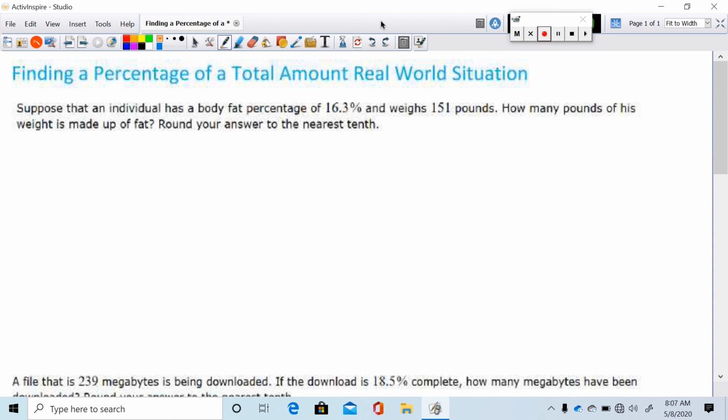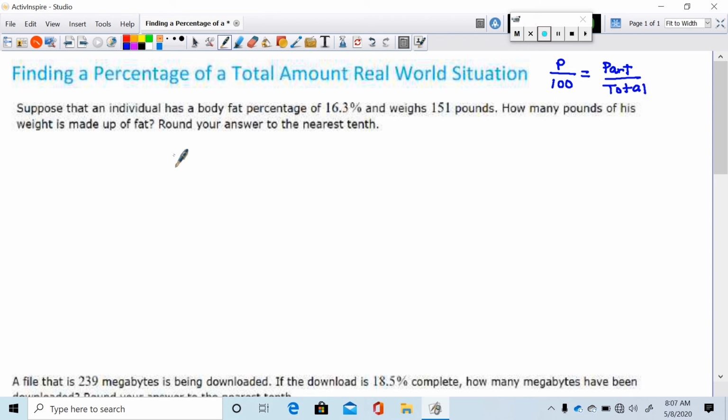Okay, to find a percentage of a total amount in a real world situation, I'm going to use a variation of the percentage equation. Percent means per 100, so I have a number over 100 equals, now normally the percentage equation we'll use is over of, but I'm actually going to do part over total. Total is always on the bottom.